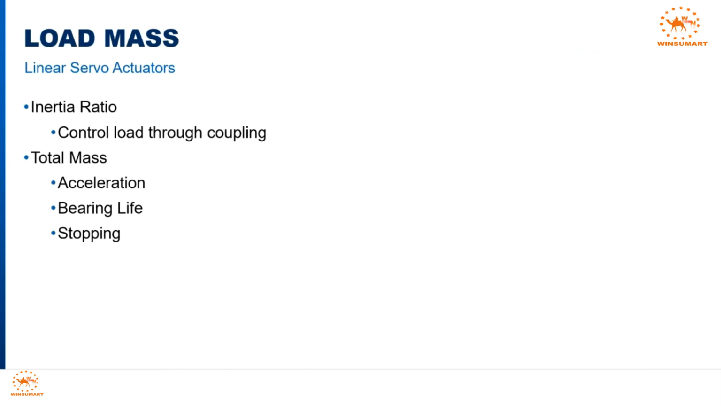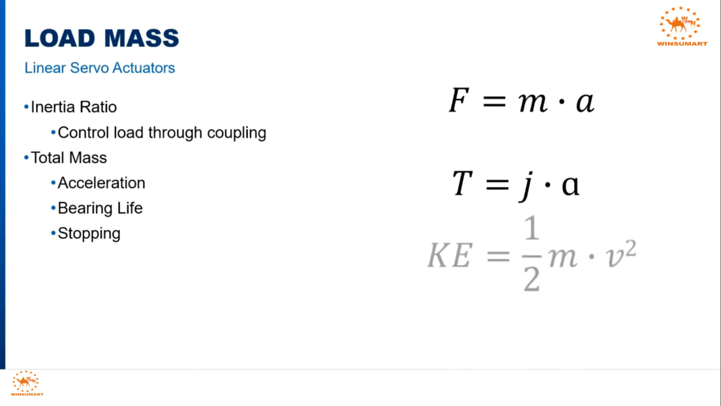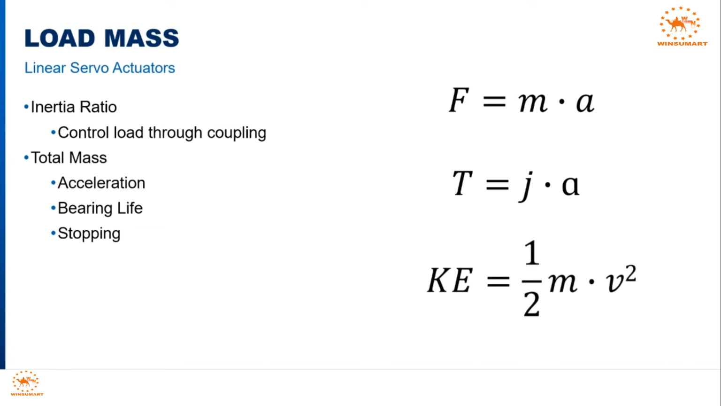Load mass, nevertheless, is important for linear motors as it limits the acceleration and deceleration rate according to Newton's law. It also affects bearing life. Low friction also means that nearly all the power to stop a moving load must be supplied by the electronic drive system, which can also limit the maximum load.